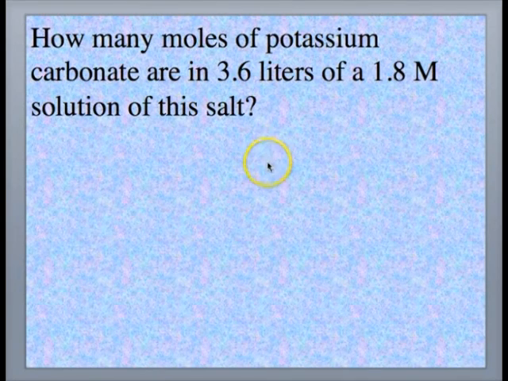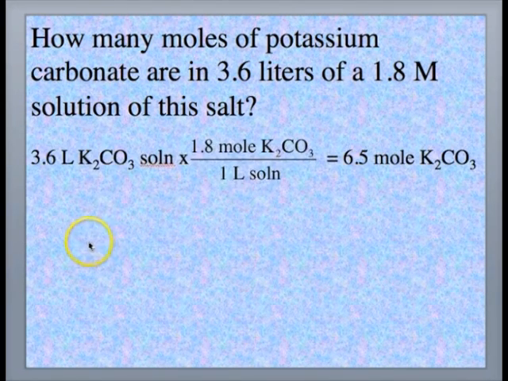So here's a question: how many moles of potassium carbonate are in 3.6 liters of a 1.8 molar solution of this salt? How would you go about this? You have 3.6 liters of potassium carbonate solution. The molarity is 1.8 moles of potassium carbonate per 1 liter of solution. We put 1 liter of solution in the denominator, so it cancels with liters of potassium carbonate, and we end up with 6.5 moles of potassium carbonate as the answer.